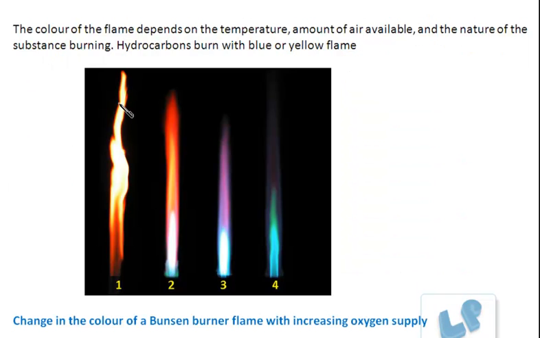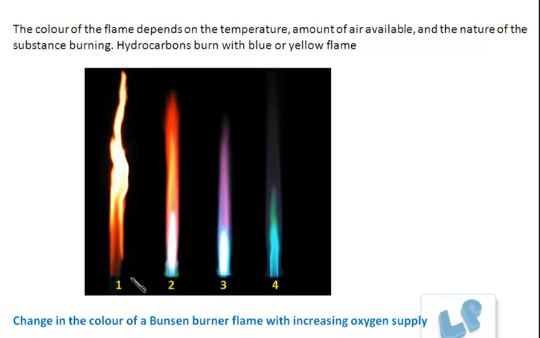Before telling you about the extinguishing of a fire, I'd like to tell you the change in color of flame with the increase in oxygen supply. See, this is a Bunsen burner flame, and the color of the flame here depends upon the oxygen available, right? So the color of the flame depends on the temperature and amount of air available, and the nature of the substance burning, also what you are burning over there. See, hydrocarbons burn with blue or yellow flame.